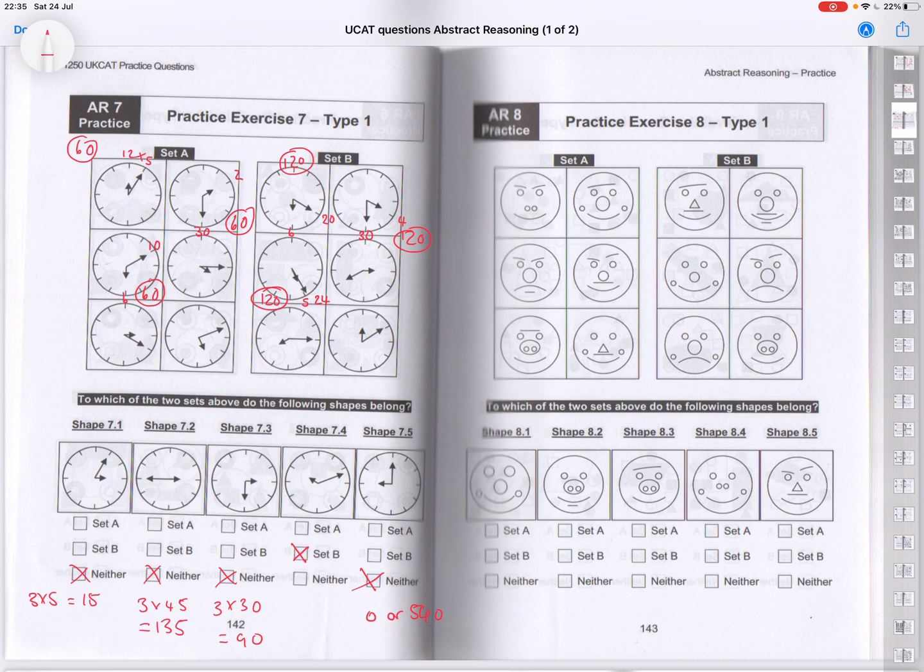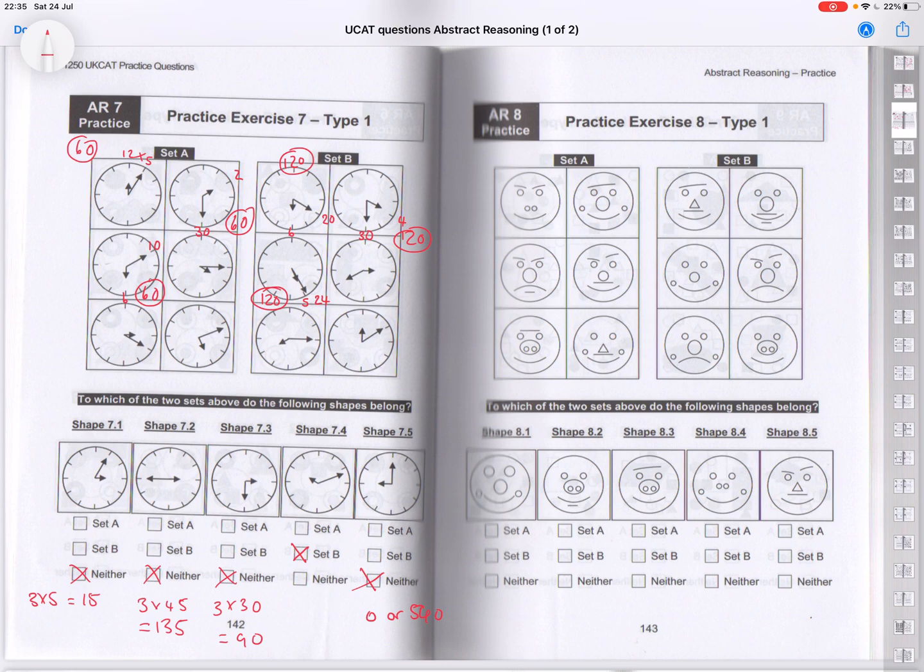All of them have got a mixture of all of the different shapes, ovals, 2 nostrils, 1 big nose, a triangle for a nose. They've got smiles, they've got frowns. So it's not going to be any of the obvious things. It's going to have to be down to the number of items in each face. So it's going to be worth counting.